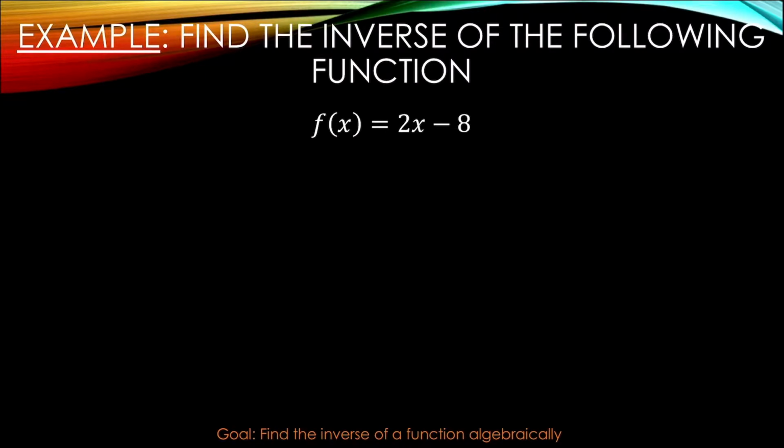Okay, so let's do this. f of x is just a fancy way of saying y equals 2x minus 8. My first step is just to switch that x and y. Those two are going to trade places. So I now have x equals 2y minus 8. Now I'm just going to solve for y.